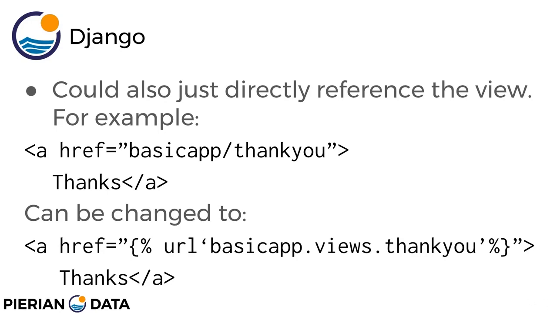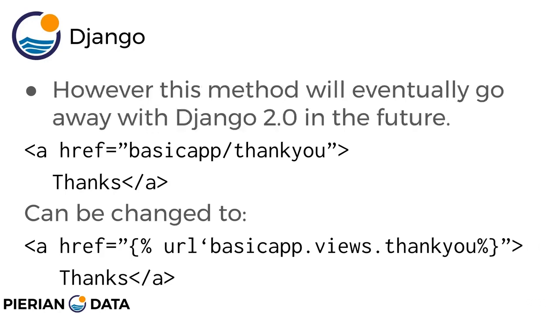So for example, in the previous method, we were referencing the name in the urls.py file, but you could also do this. If you have an href and an anchor tag, like basic_app/thank_you, you could just change that to be in a URL template tag in single quotes that says basic_app.views.thank_you. And that will go to the basic app, find the view for thank_you, and then return that link so that when you click on thanks, or whatever that text in the anchor tag happens to be on your web page, it will take you to that view.